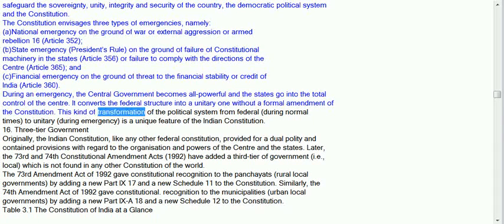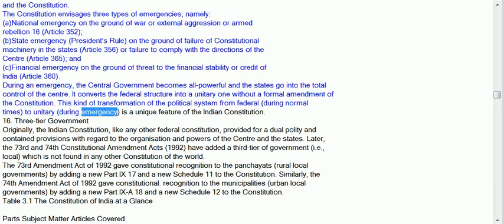This kind of transformation of the political system from federal, during normal times, to unitary, during emergency, is a unique feature of the Indian Constitution.